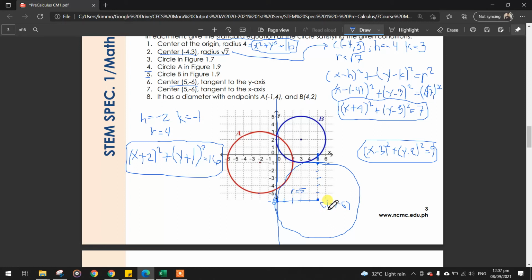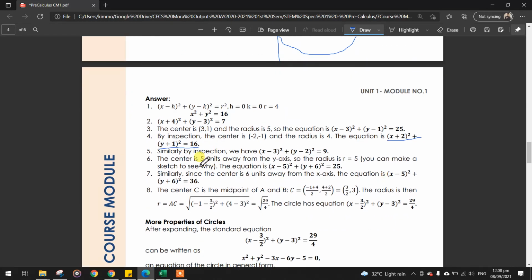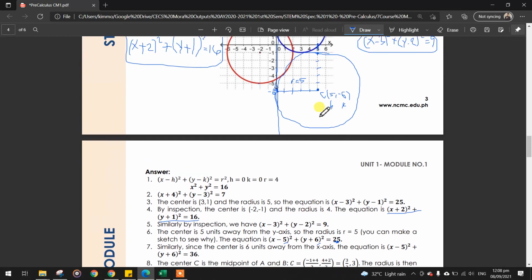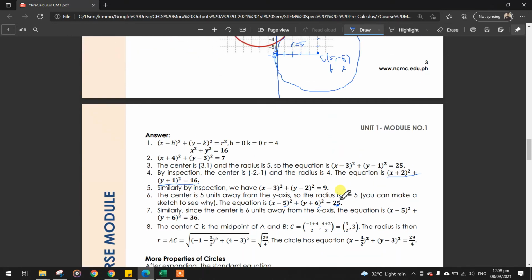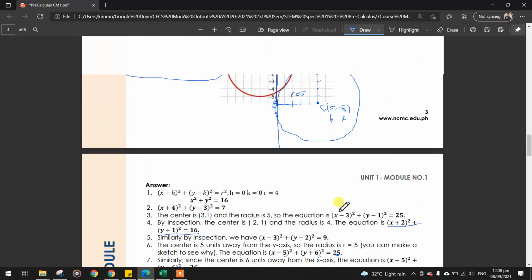So meaning h is equal to 5, k is equal to negative 6, and r is equal to 5. So we can now get the standard equation. It is written down here below. So we have 5, 6, and then our radius of 5, right? 5 squared is 25. That's why we have 25 here.